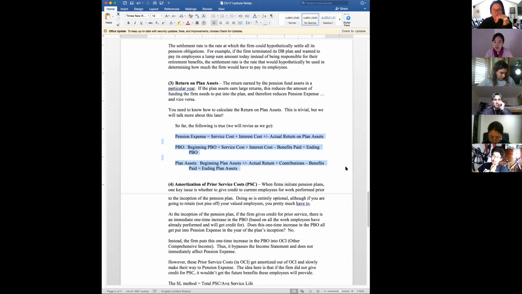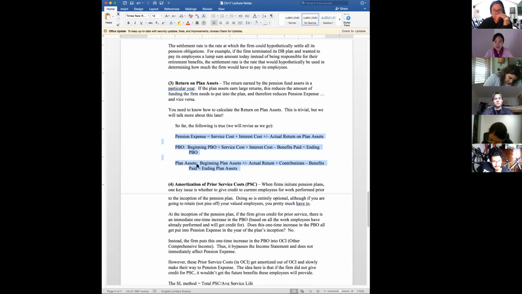So benefits paid is the check paid out of the plan asset to its employees. Once the employee retires and the plan asset pays a benefit or retirement check to its employee, the company's liability decreases. Therefore, benefits paid makes the PBO balance go down.